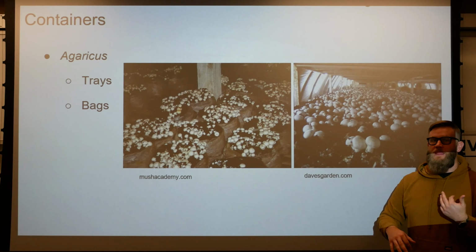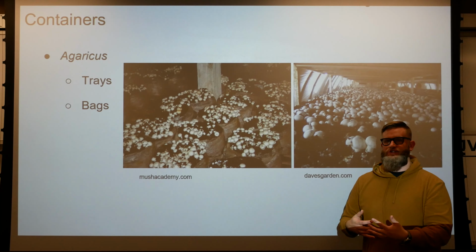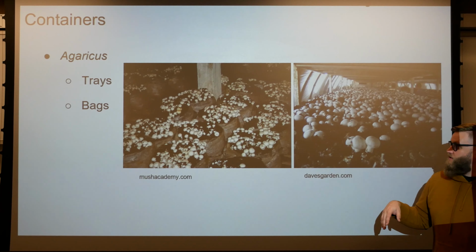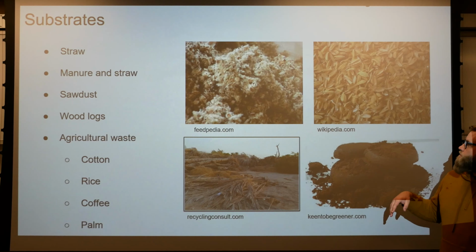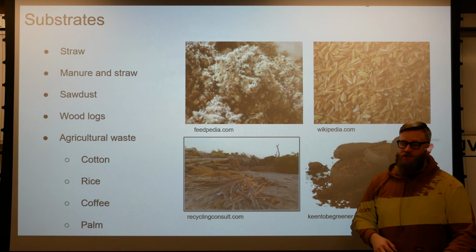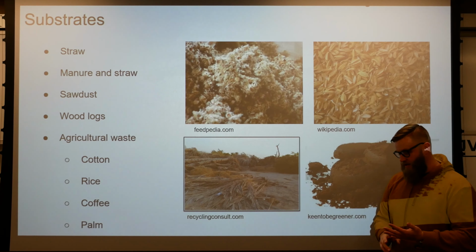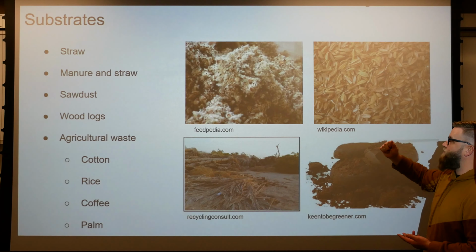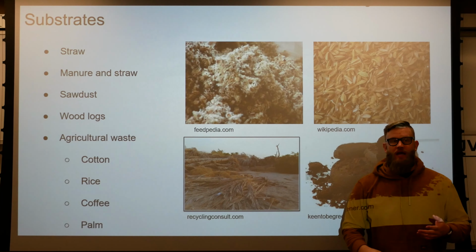Mixed with straw, allowed to sort of break down and digest, and then it's pasteurized and used. But we'll talk about substrates in a second. Right now, actually, if we're talking about oyster mushrooms, they'll grow on jeans, they'll grow on palm fronds, they'll grow on old coffee, they'll grow on rice hulls, they'll grow on cotton trash.